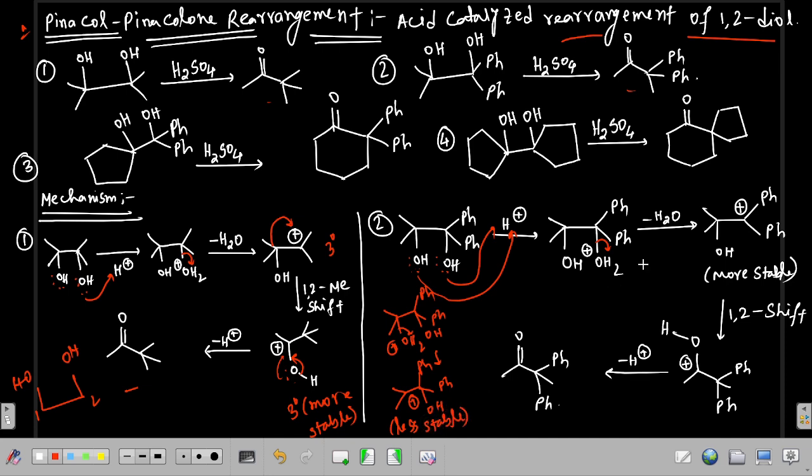It is not possible because in this one, this carbocation is conjugated to the 2 phenyl rings, so this carbocation will be stabilized by the two aromatic systems. But in this case it will be stabilized by only 2 methyl groups. So that's why this carbocation will be formed, which is more stable. Now here you see there will be a 1,2 shift of this methyl group, and it leads to the formation of this carbocation, and later there will be removal of this proton, and it leads to the formation of this ketone.